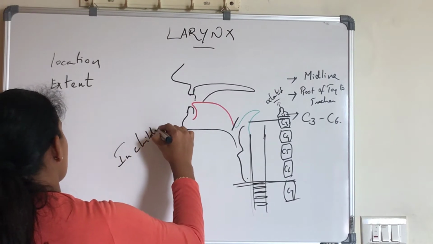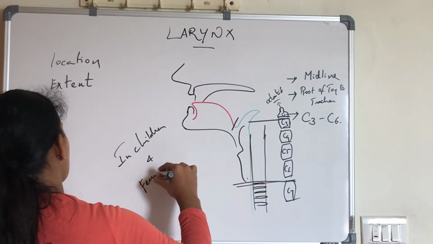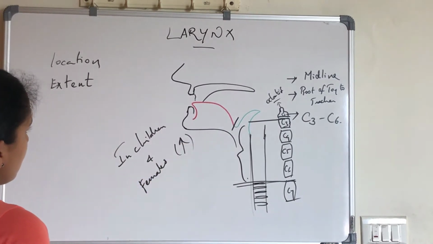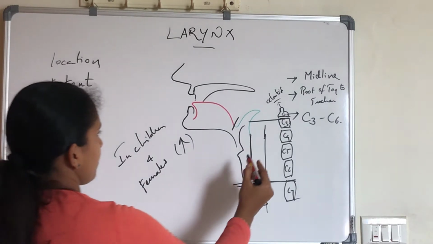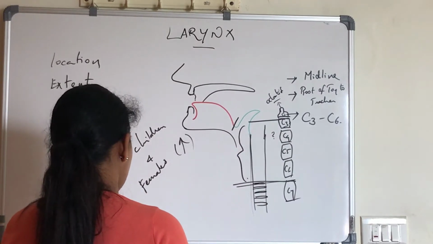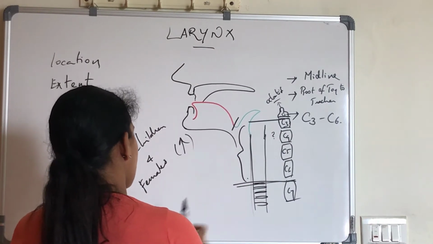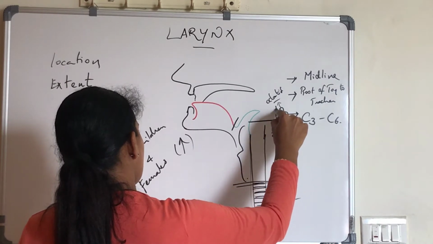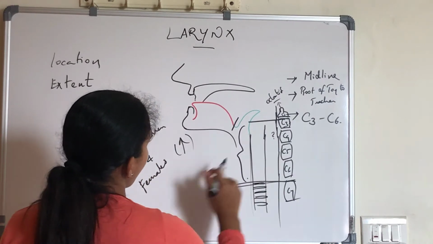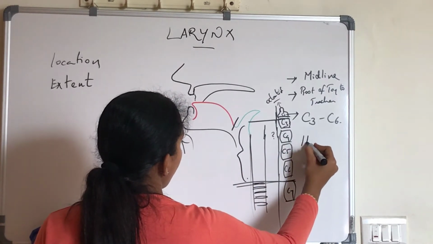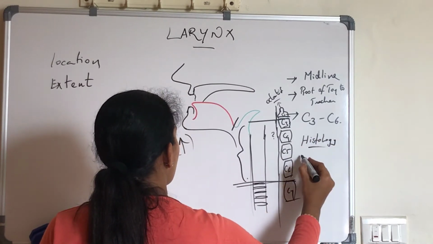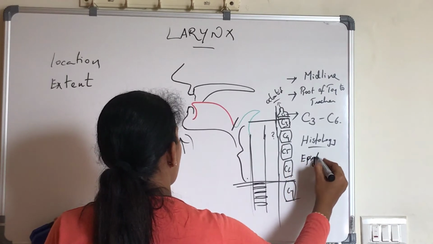You should know in children and in adult females, it is a little higher. What is behind this larynx? You have two tubular structures in the neck. Anteriorly you have larynx, posteriorly of course pharynx. Just know pharynx has three parts. Behind the nasal cavity is nasopharynx, behind the oral cavity is oropharynx, and behind your larynx is laryngopharynx.